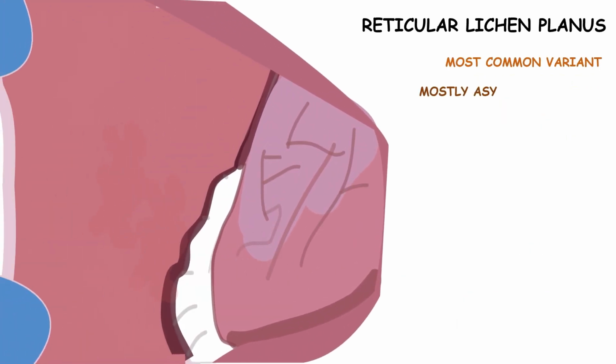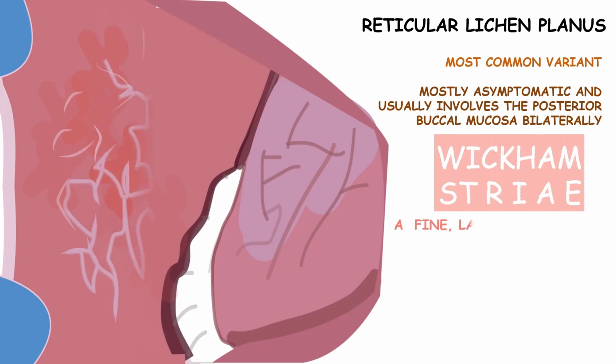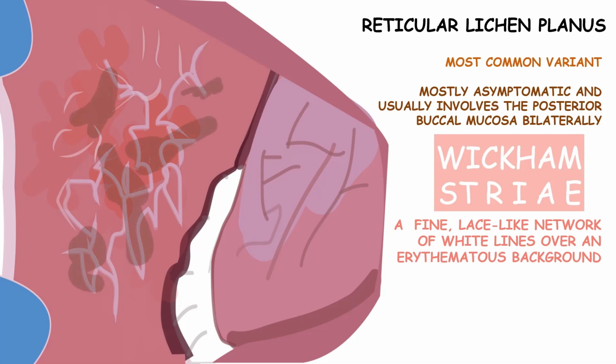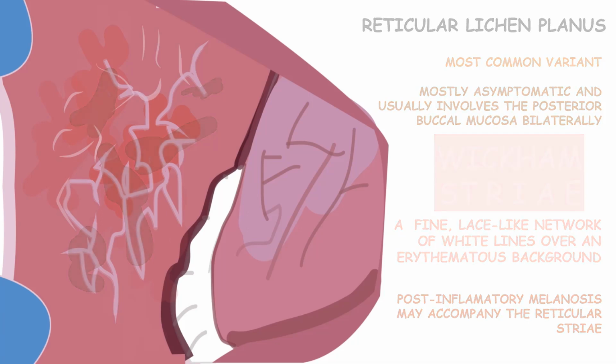The most common variant, mostly asymptomatic and usually involves the posterior buccal mucosa bilaterally. What you see is Wickham striae, which is a fine lace-like network of white lines over an erythematous background. We talked about melanocytes as one of the cells involved in the disease. Due to its presence in the basal cell zone, it may cause post-inflammatory melanosis which may accompany the reticular striae.